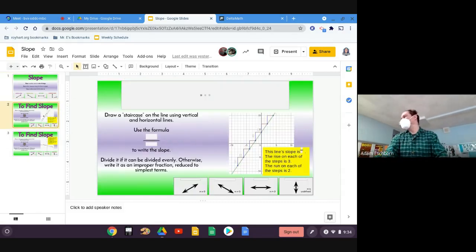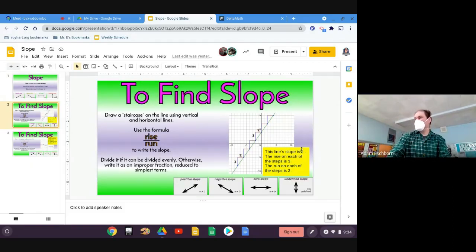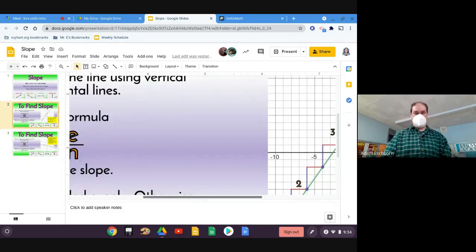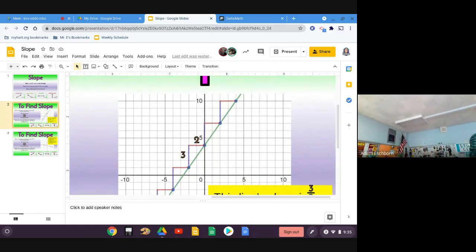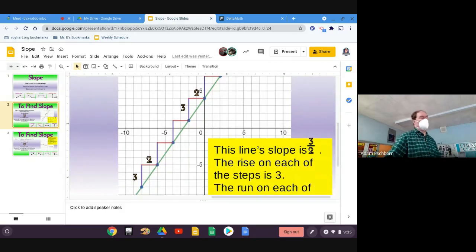So here's how you find slope. We use the formula rise over run. And you do it by making a staircase. Let me zoom in here. To find the slope of that line, you can see I made a staircase. I found a bunch of points that are all on the line, and then I just made a staircase. The staircase is going up 3 and over 2 each time, so the slope of this line is 3/2, because I went up 3 and over 2 to get to the next step.